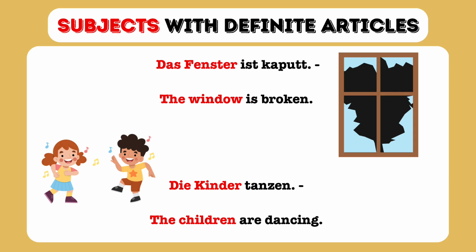Die Kinder tanzen. The children are dancing. The children are the ones doing something. They're the ones dancing. So in each of these, they're highlighted in red because they are the subject of the sentence. That makes them in the nominative case. So instead of saying den Mann or dem Mann, we say der Mann.